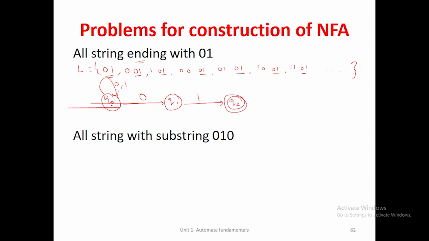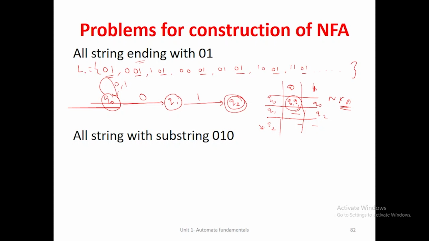If you refer to Q0, for delta of Q0, 0, there may be the possibility of 2 output states. One is Q0 and another one is Q1. So if you draw the transition table for the given finite automata, you get an answer like this. For Q0, the input symbols are 0, 1. Q0, 0 gives Q0 and Q1. Q0, 1 means Q0. Q1, 0, there is no possibility. Q1, 1 means Q2, and Q2 is a final state. If you refer to the tabular column, in the first row, first column, there may be more than one output state. So the given finite automata is an NFA.